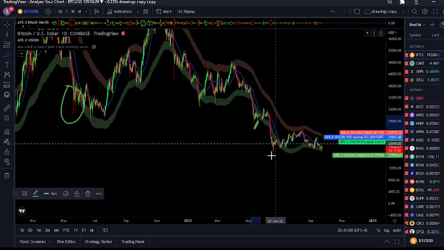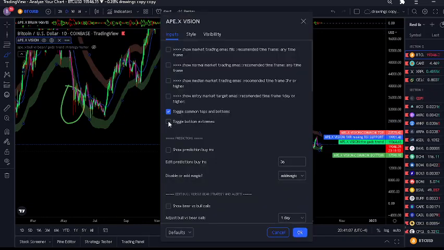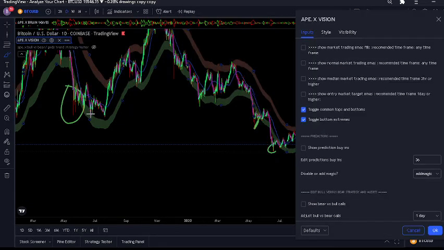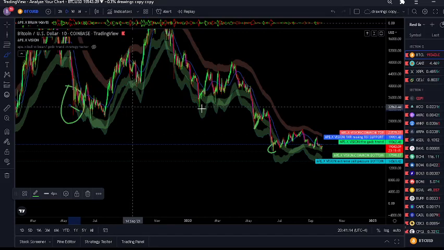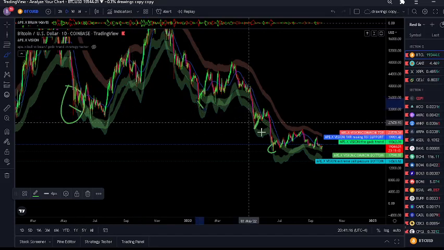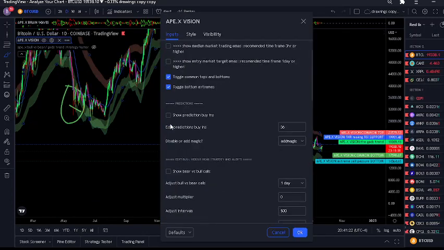But if we turn on the bottom extremes, load it, you can see that it's called a little bit better. Right on point, right on point, right on point. So those would be the bottom extremes, and that would help you with your lower time frame trading, higher time frame trading, just knowing where you can buy and sell.